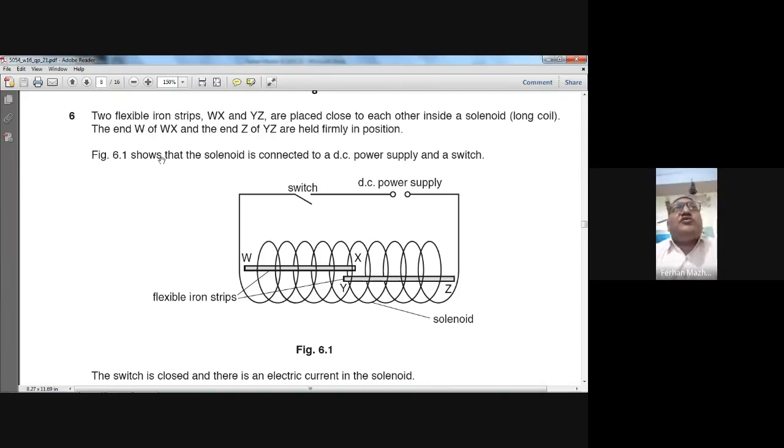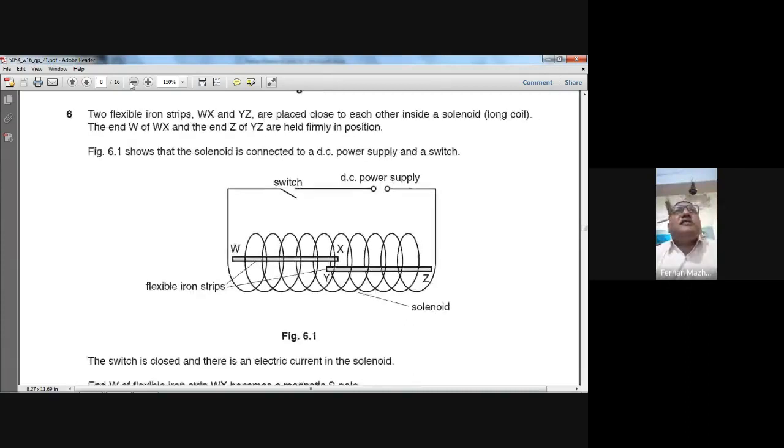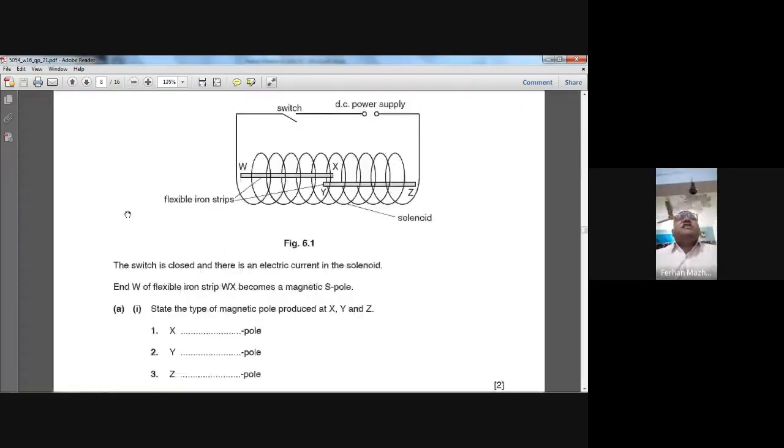Figure 6.1 shows that the solenoid is connected to a DC power supply and a switch. So here you have a DC power supply, here you have a switch. The switch is closed and there is an electric current in the solenoid. Whenever you close it, the electricity will start flowing. The end W of the flexible iron strip WX becomes a magnetic south pole.